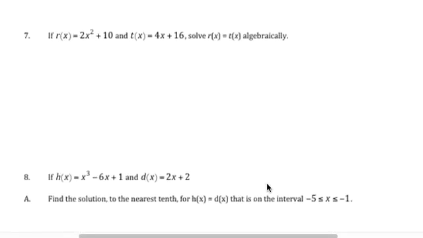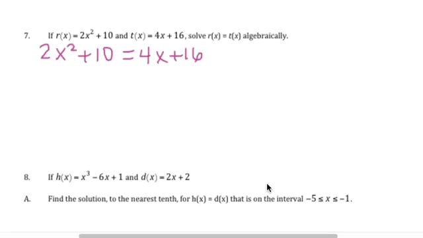All right, so let's look at number 7. Number 7, we're going to do some algebra, so a little break from the tables, which is nice. We are going to solve this algebraically, so we're going to set these equal to each other. So we're going to have 2x squared plus 10 equal to 4x plus 16. Now, because this has a square in it, an exponent of 2, this is going to be a quadratic.